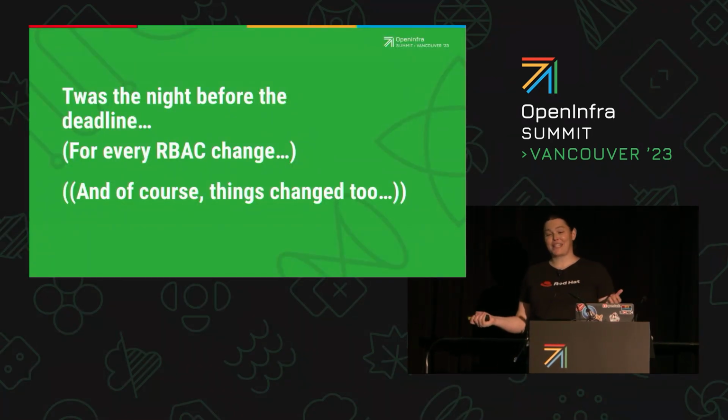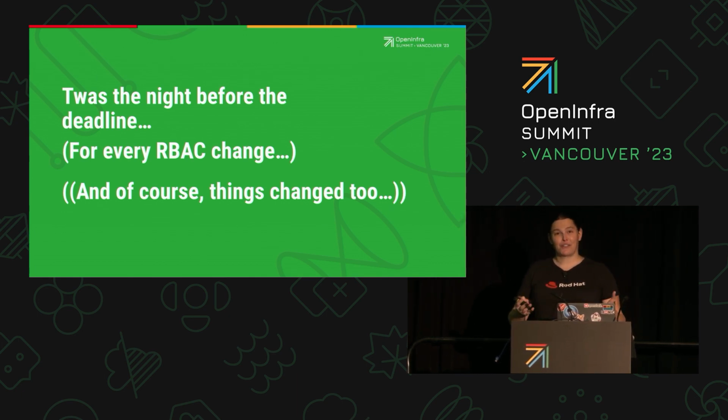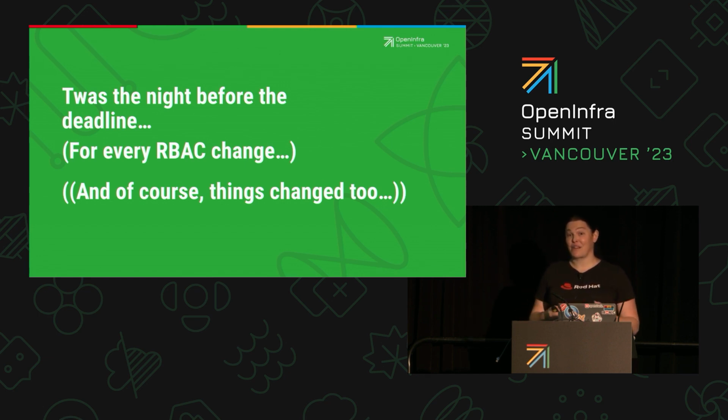'Twas the night before the deadline for every single RBAC change. And of course, then things changed too. This has been a journey. And when we started it, we had a great model. We knew exactly what we were going to do, and then there were changes. And that's normal. That's to be anticipated. And it just so happened that Ironic was in a really good place to adapt to some of these changes and enhance what we were doing.